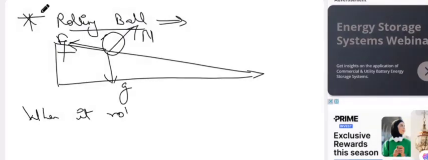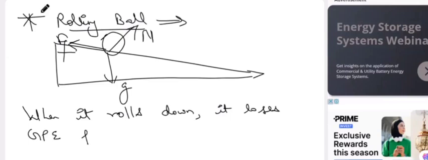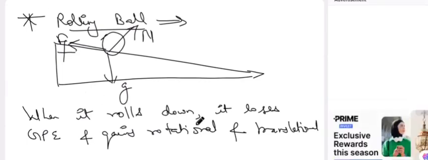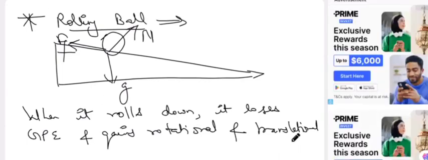When it rolls down, it loses gravitational potential energy and gains rotational and translational kinetic energy. Do you understand the terminologies, what is rotational and what is translational? When it is doing like this, it is rotational, and when it is going like this in a straight line, linear, it is translational. So it is performing both. Making sense? Yes, ma'am.